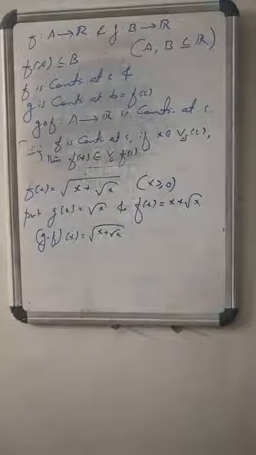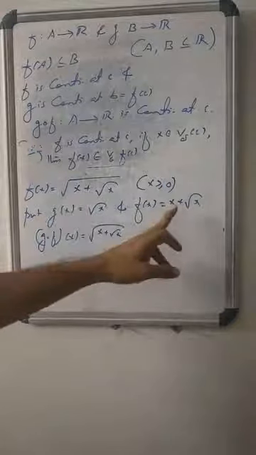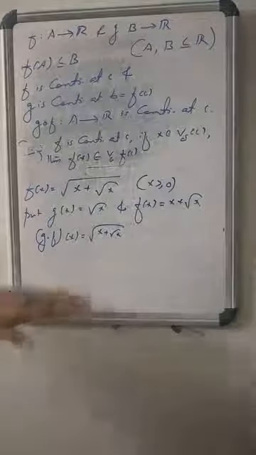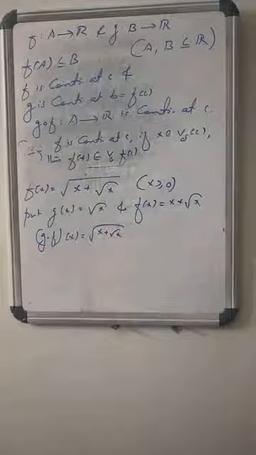f of x equals root of x plus root x. So g of x is root x, f of x equals x plus root x. We know that root x is continuous, x plus root x is also continuous. Then g composition f of x is the square root of x plus root x, hence it is also continuous.